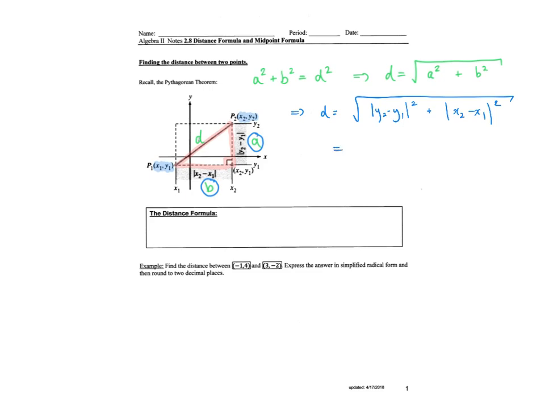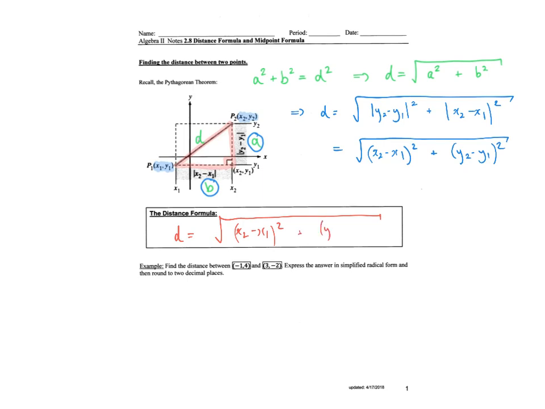But since we're squaring, any negatives that might be lurking behind that absolute value notation will be squared away. So we can actually just take the genuine difference between my x coordinates, and square, and then similarly square the difference between my y coordinates. So our distance formula, let's wrap it up in this nice box here. It's the positive square root of x2 minus x1 squared plus y2 minus y1 squared.